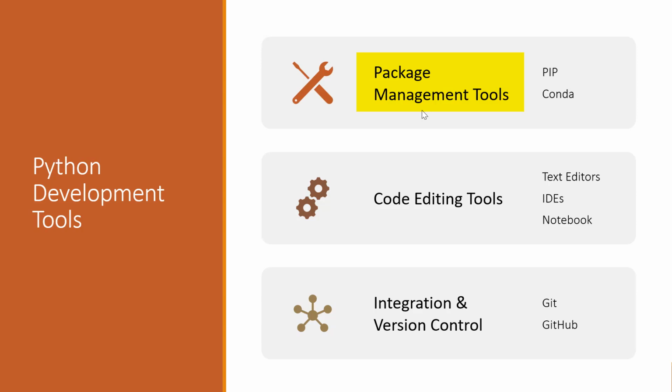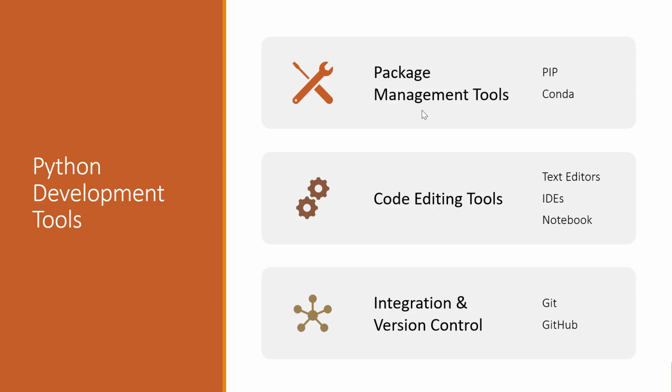Now, due to the versatile nature of Python, there are a variety of third-party packages available in the market, and managing these third-party packages in Python is quite important. So pip and conda are the two most common package management tools for Python. And again, we have already discussed how we can use pip and conda for Python in our previous tutorial.